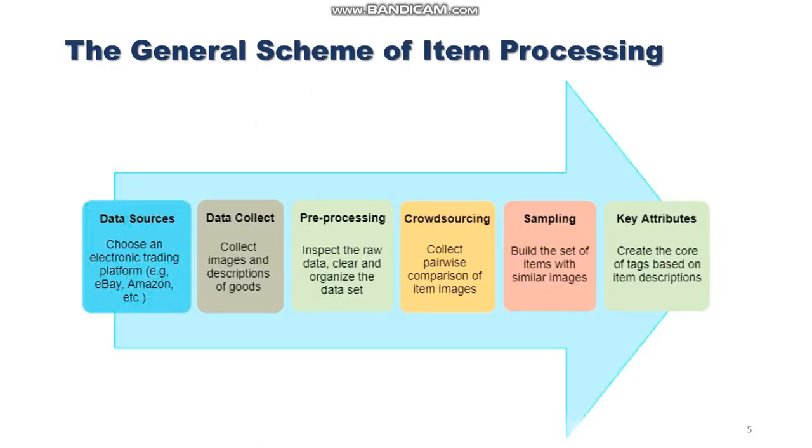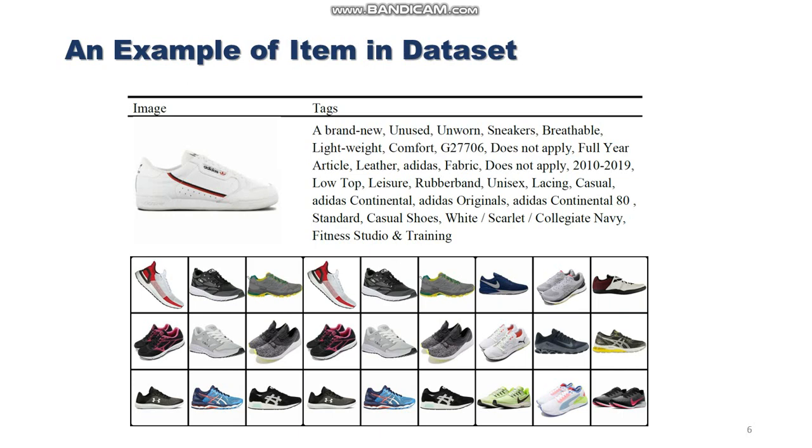The general schema of item processing is as follows. On the first stage, we choose an electronic trading platform and collect images and descriptions of goods. After this, we inspect the raw data, clean and organize the dataset, and collect pairwise comparisons of item images. Then we build the set of items with similar images, and on the final stage, we create the core of tags based on item description.